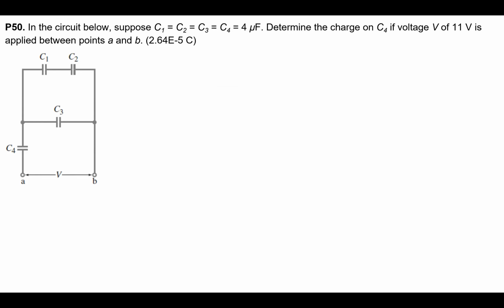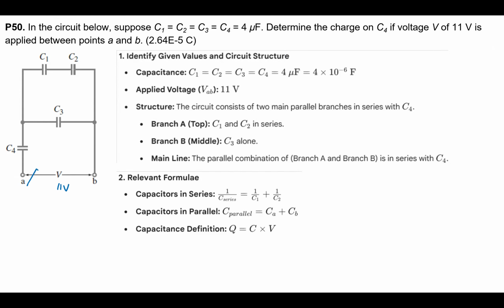In the circuit below, suppose all the capacitors are the same. Determine the charge on C4 if the voltage V of 11 volts is applied between the points A and B. Okay, so this is 11 volts. So what we are going to do is once again reduce the parallel to the equivalent capacitor. And if it is series, then we will do the same thing as well.